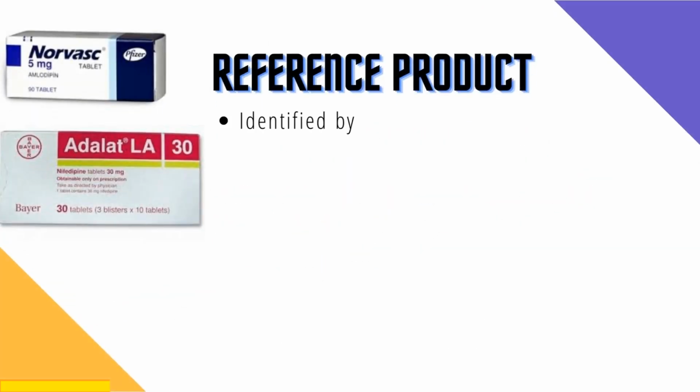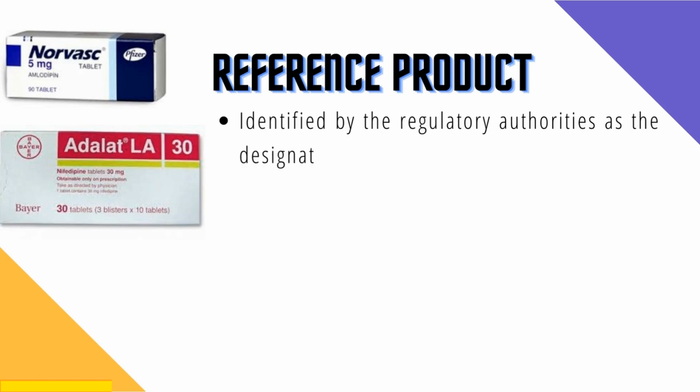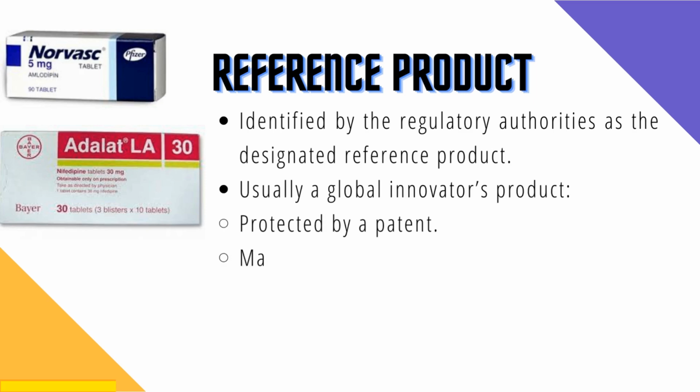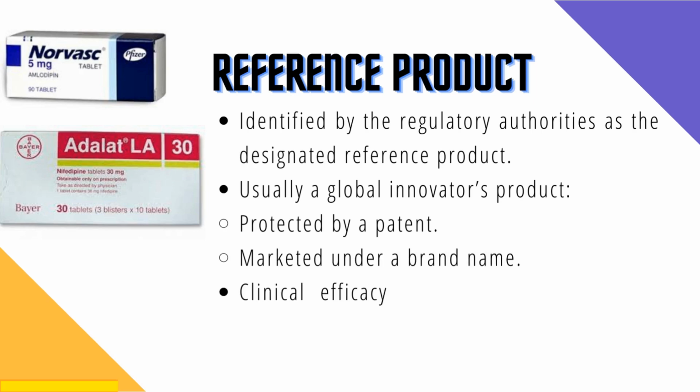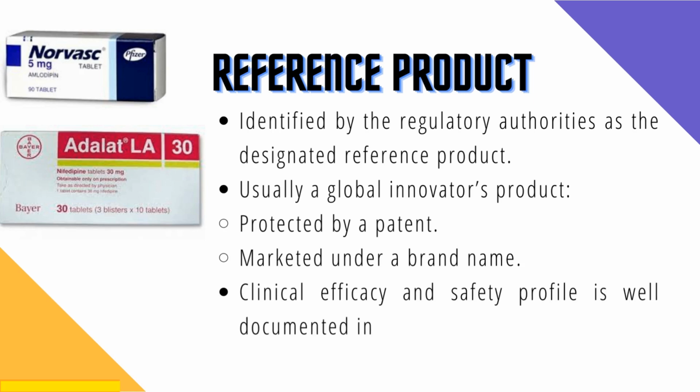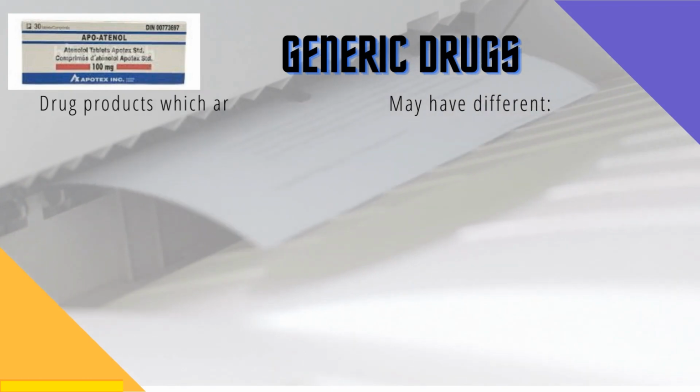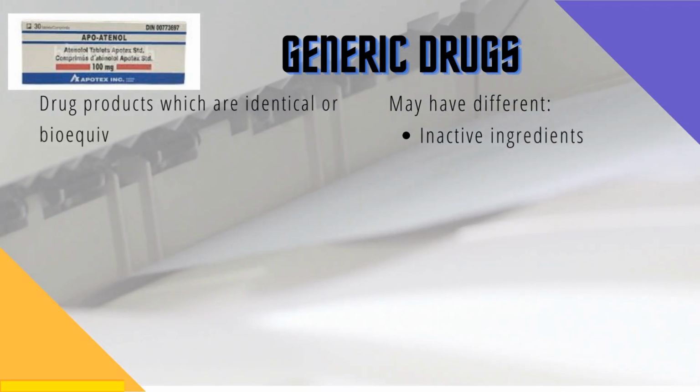Next we look at the reference product itself. The reference one is the originator product from whoever developed the drug, so it's protected by patent and can be marketed under a brand name. In order for this original product to be approved, they have to submit a lot of clinical efficacy and safety profiles, and they have to do the standard clinical trials of phase 1, phase 2, and phase 3. Most of them are by the big brand names that we know, like Pfizer, AstraZeneca, MSD, and so on.